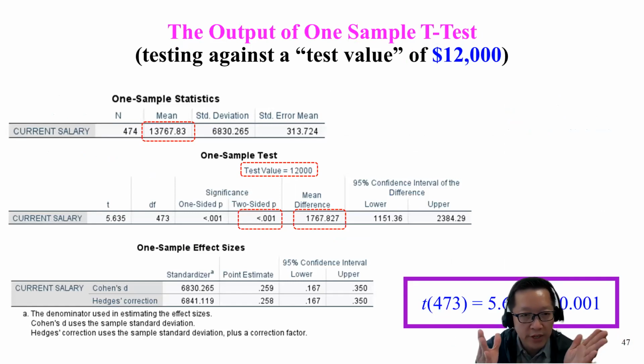I've got a mean value of 13,000. So the salary of the sample of the people in that survey.sav file, they're all bankers, the people who work in the banking industry. The mean value of their salary is 13,000 something, 13,700 something, right? And then the test value is 12,000. So you can see the mean value is that. And look at the mean difference. The mean difference is 1,700 and is significant at p less than 0.001.